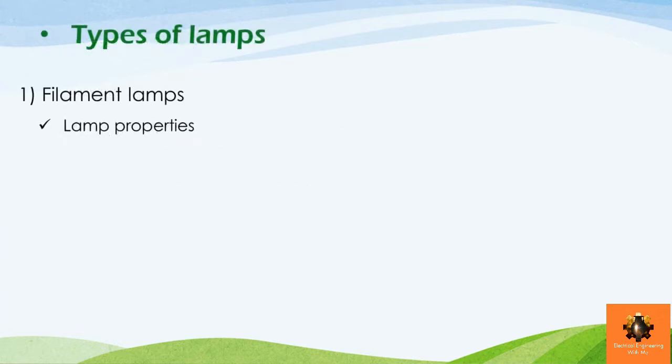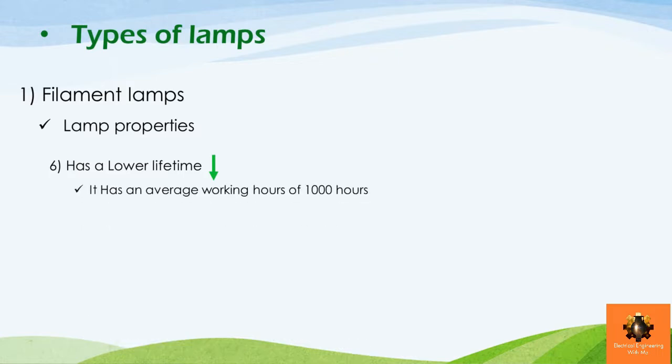So let's go ahead. The next important property of the filament lamp is that it has a lower lifetime, with an average value of 1000 hours. And this means the filament lamp works for an average of about 1000 hours, and after that it burns out or is damaged. But this is a very low number of working hours compared to other types of lamps that last more than 1000 hours. So in general, this is a low lifetime for the filament lamps.